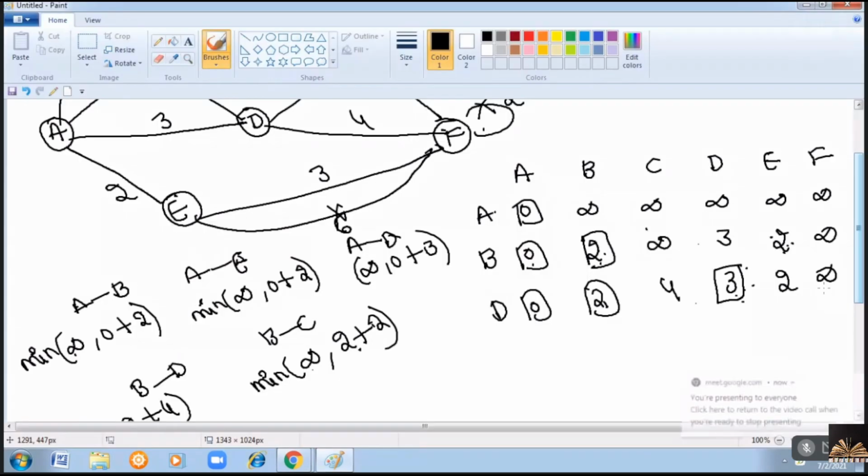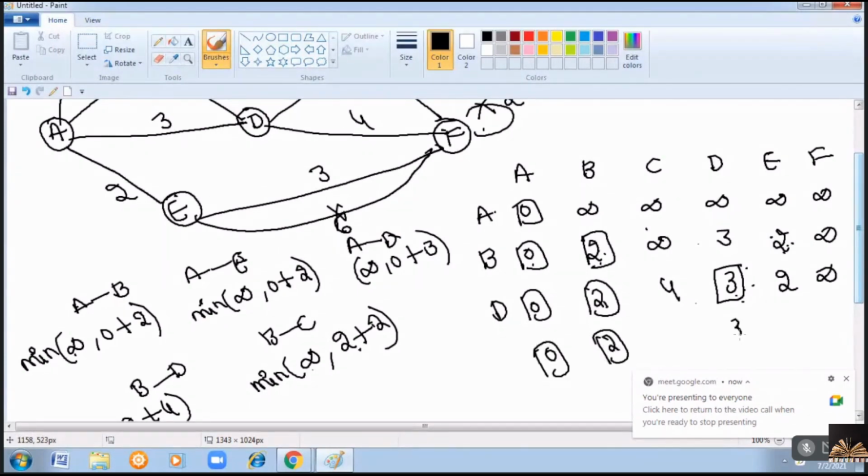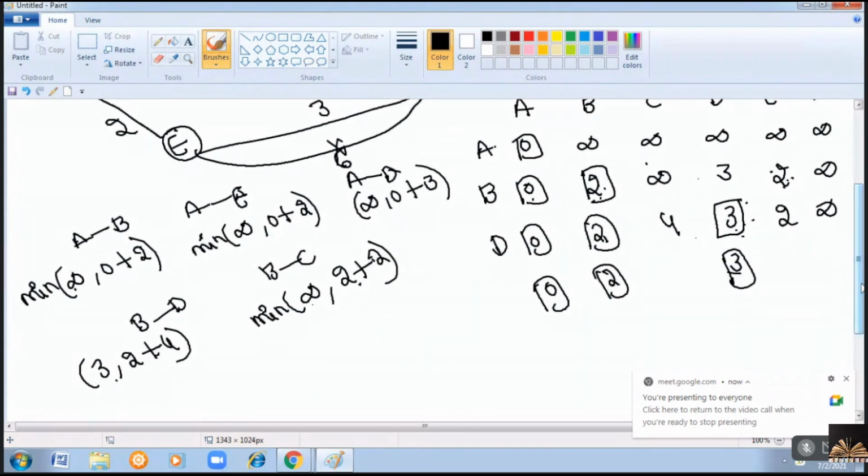After B, you have to visit D only. So copy marked values again. And from D, which are connected directly, C is connected, F is connected. From C, C is connected, F is connected. So there is no change in this C and F. So C to F, C to D.